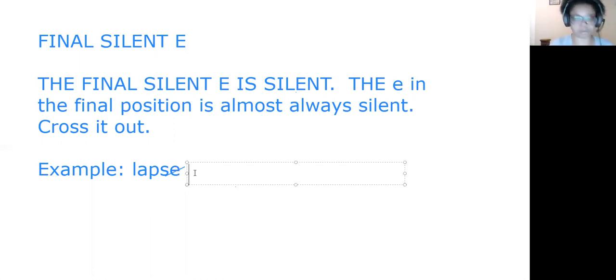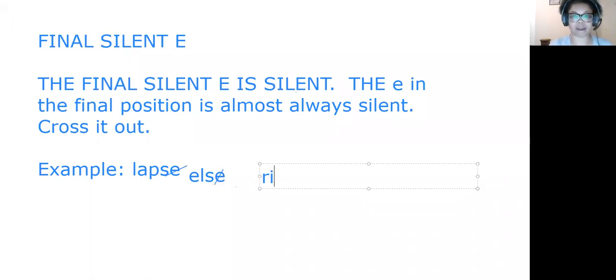The next word we have here, else. Let's say it, else. I don't hear that E in the final position. We would code it with a line drawn through it in that final position, and it is a final silent E word, else. Let's take a look at another word we have here.